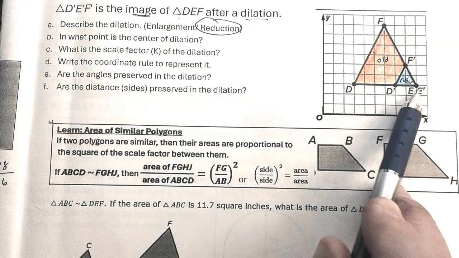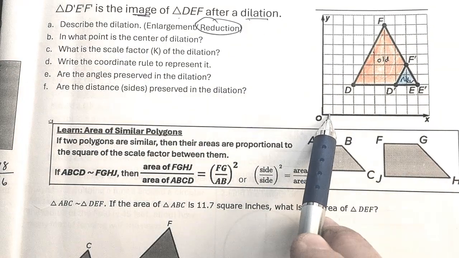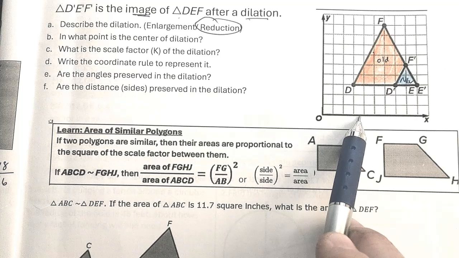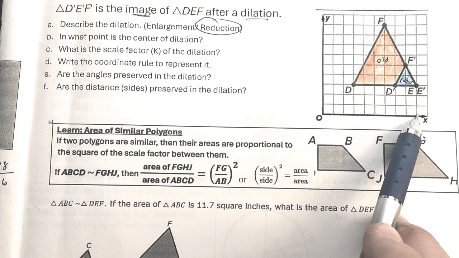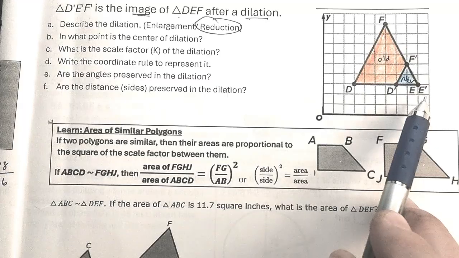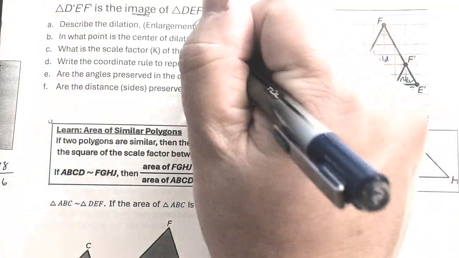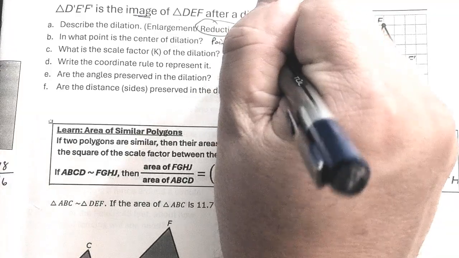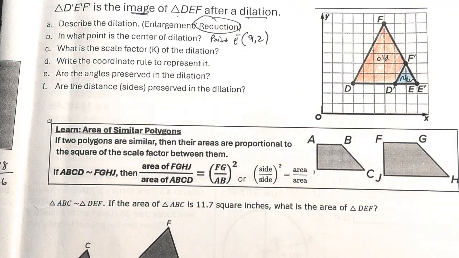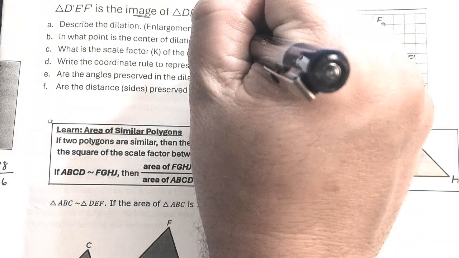All right, so what is the point of the center of dilation? So E didn't move. You count it, E is 1, 2, 3, 4, 5, 6, 7, 8, 9, and then one up, 1, 2, 3. So it's point E, and that's 9, 2.